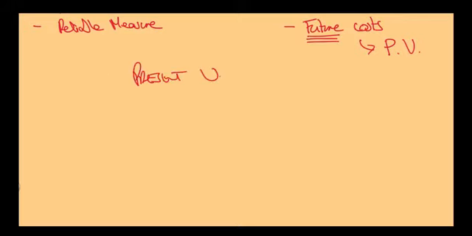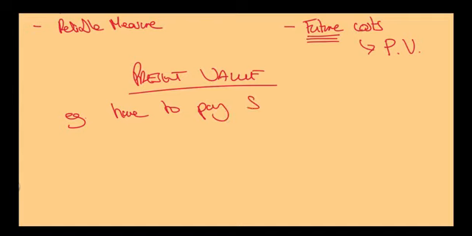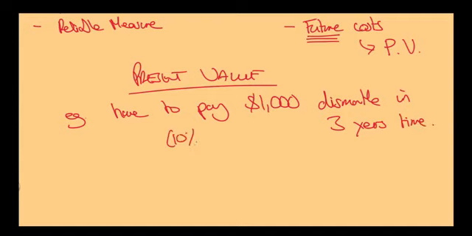So I'll just do a little example with you, I think. So, e.g., we have to pay 1,000 to dismantle, to take down in 3 years' time. And the examiner will give you a discount rate in order to calculate this present value. So it's a 10% discount rate.